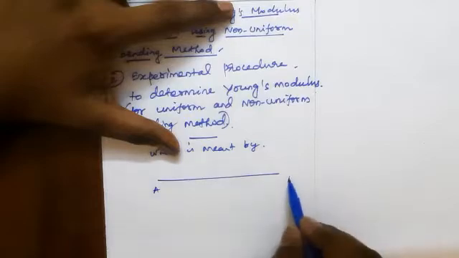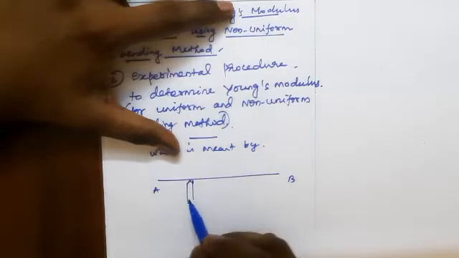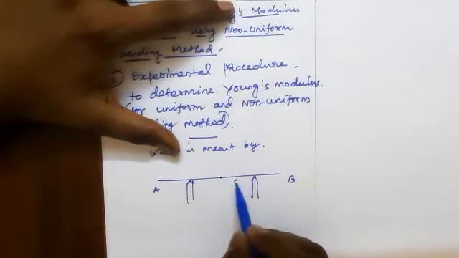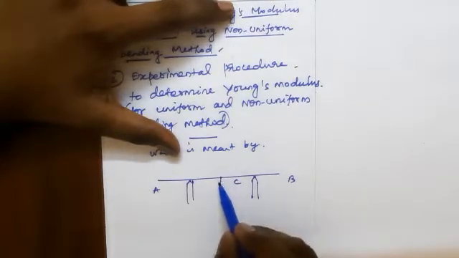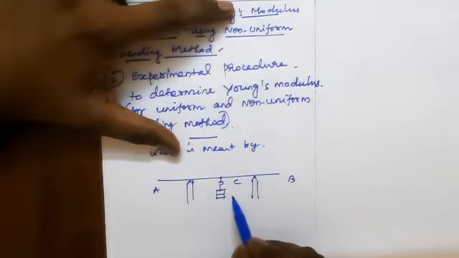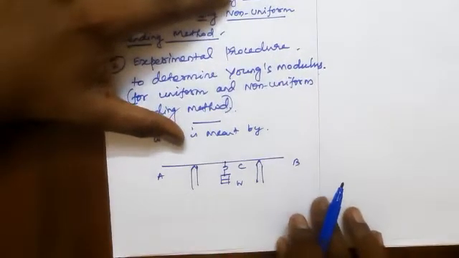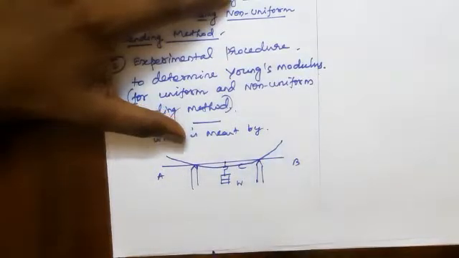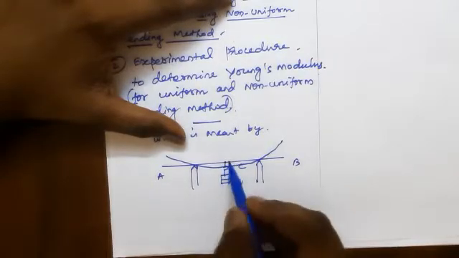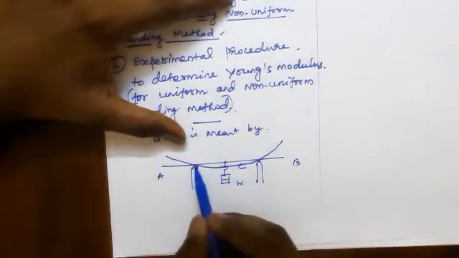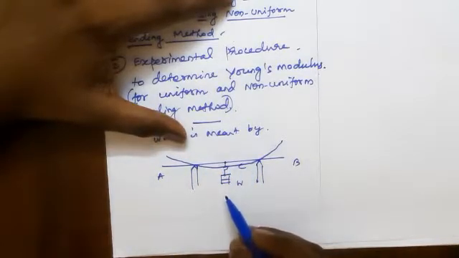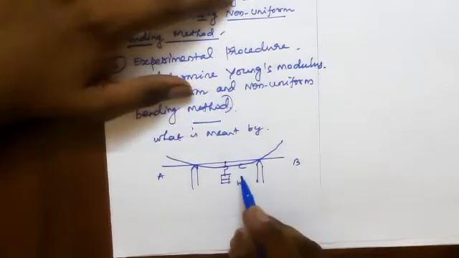Take beam AB and support it on two knife edges. This C is the midpoint. Apply a load W at the midpoint. The beam bends like this. At the center, depression is produced. The bending of the beam does not form an arc of a circle. This type of bending is known as uniform bending.